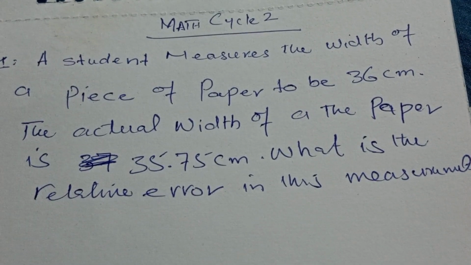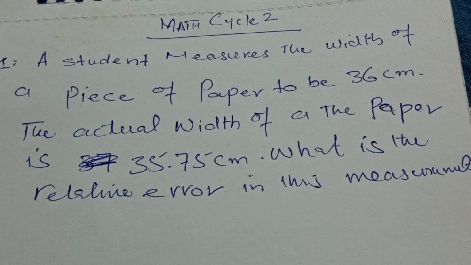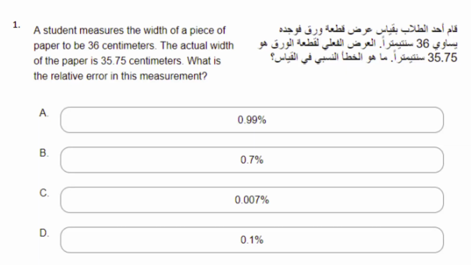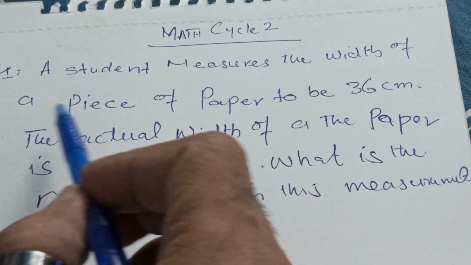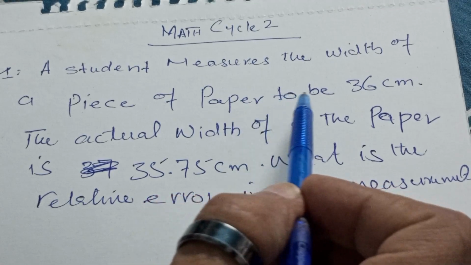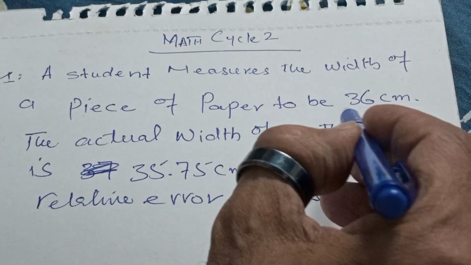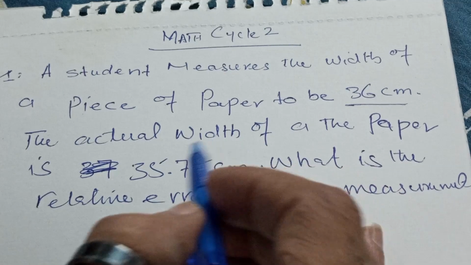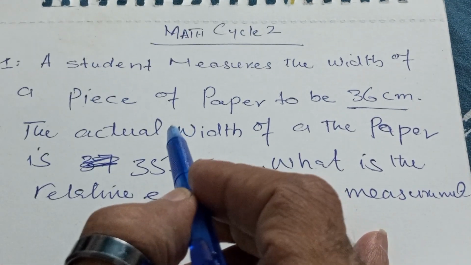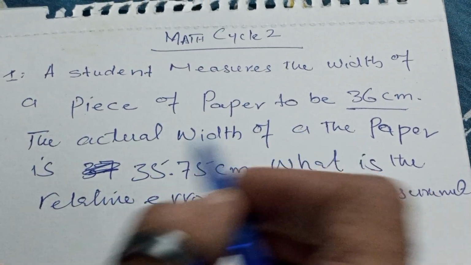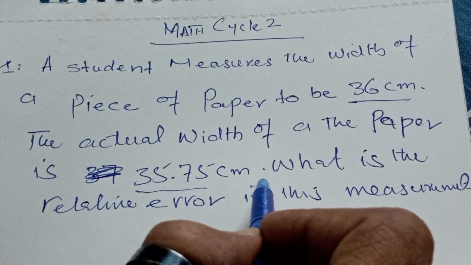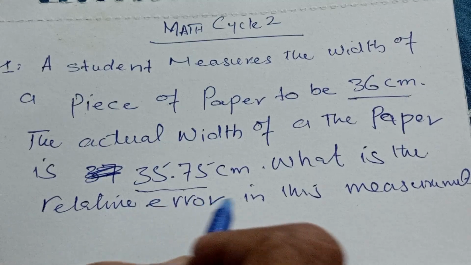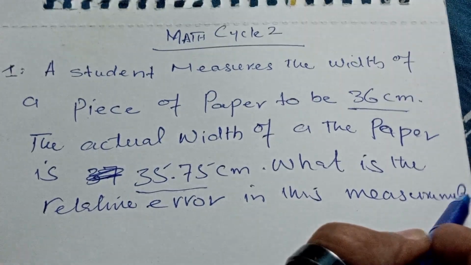Today, Math Cycle 2. I want to solve this question from the study guide. As you can see here, a student measured the width of a piece of paper to be 36 centimeters, and the actual width of the paper is 35.75 centimeters. What is the relative error in this measurement?